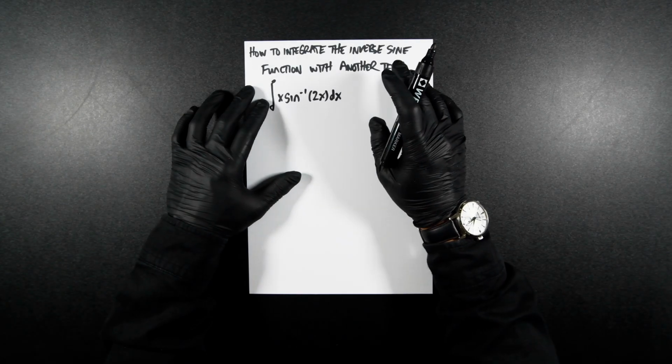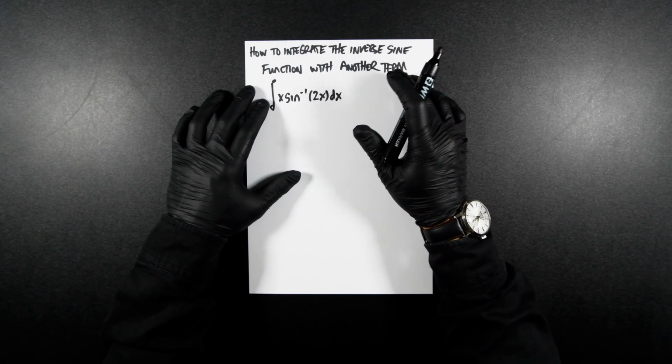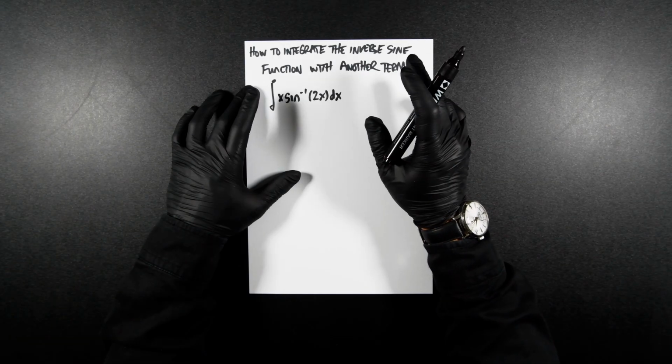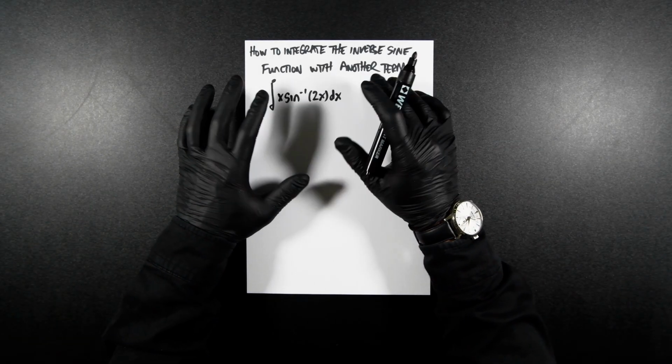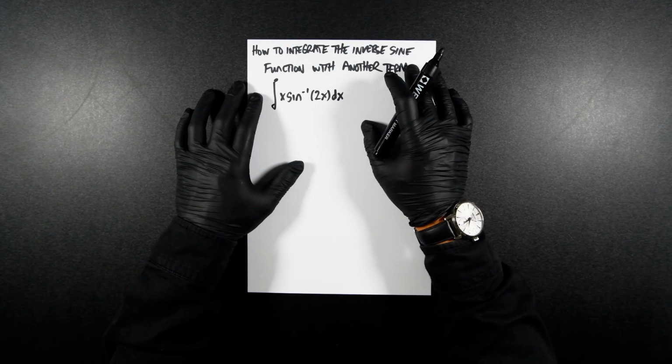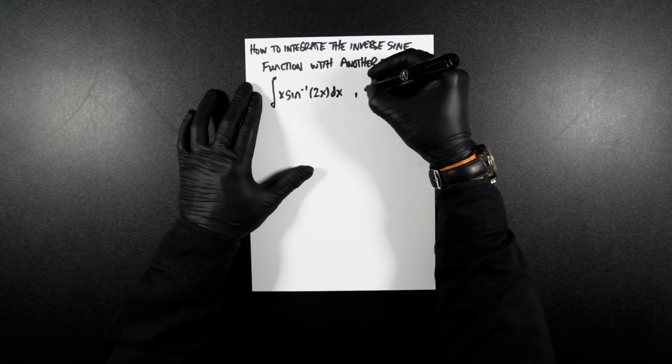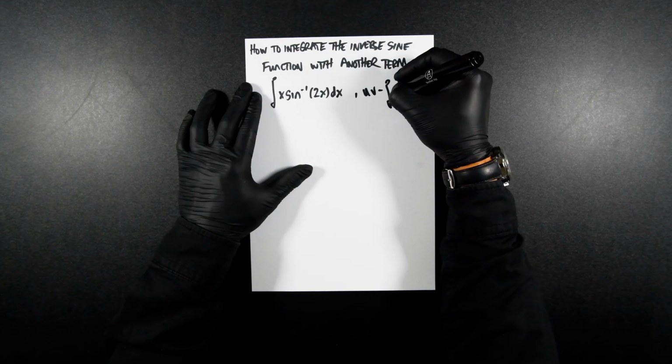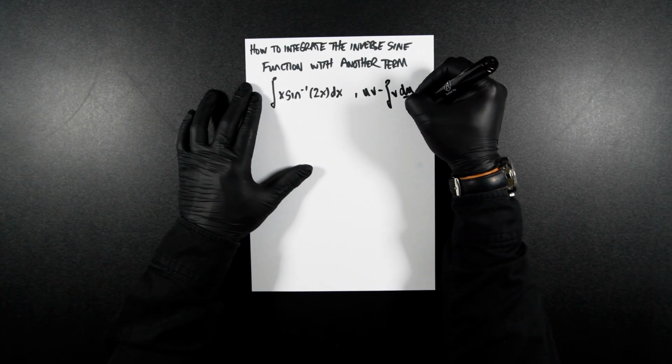I've got other videos on how to integrate and differentiate the inverses of sine, cosine, and tan. But in this one, we've got a naughty x here, which slightly complicates things, but it's very much the same. So we're going to be using integration by parts, which is uv minus the integral of v du/dx dx.